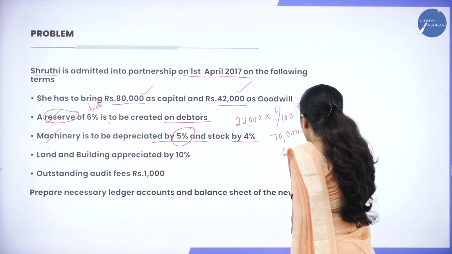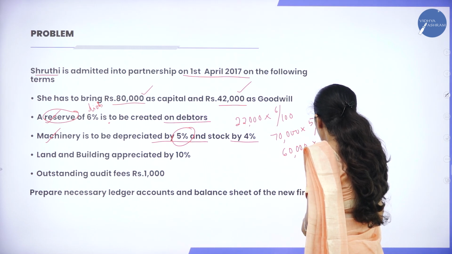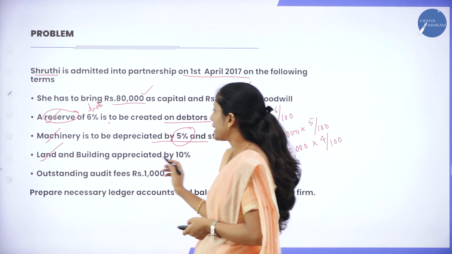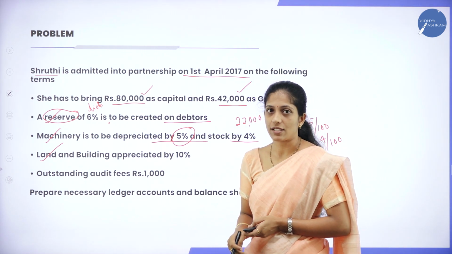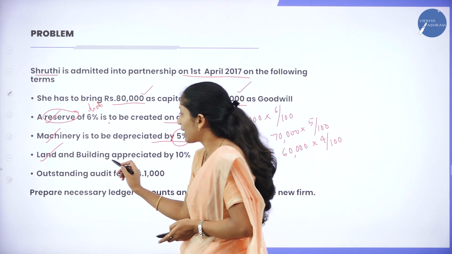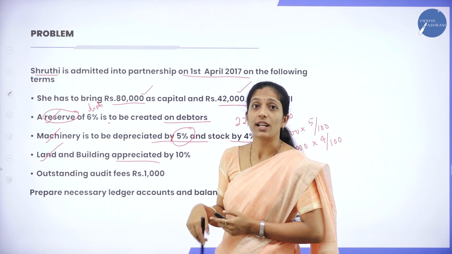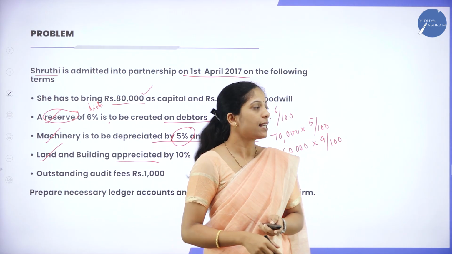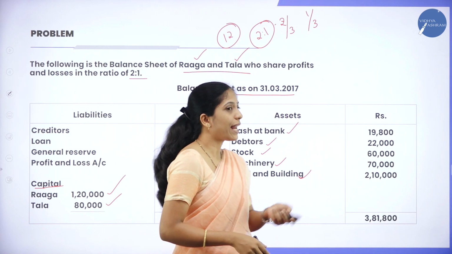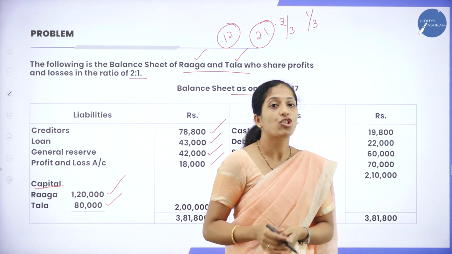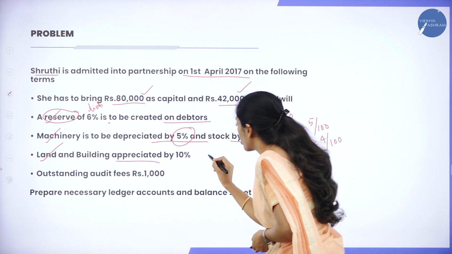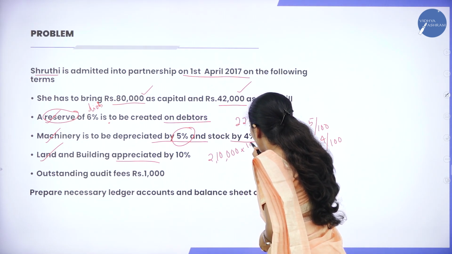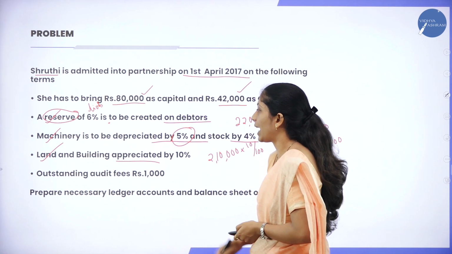60,000 into 4 divided by 100. Next, what have they given? Land and building appreciated by 10%. So land and building, the appreciation means what? Increase in the value of an asset. So land and building is an asset. So what is the value? That is 2,10,000. It has been appreciated by 10%. So 2,10,000 into 10 divided by 100. So we have to calculate.